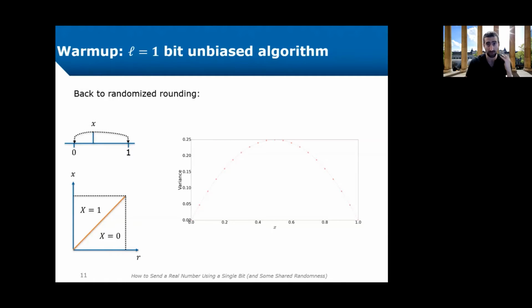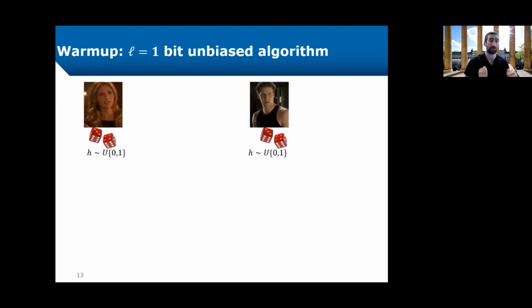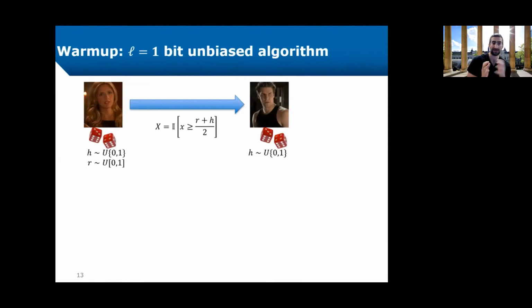Now, what you can do when you do have this one bit of shared randomness: H is now going to be either 0 or 1. Buffy will still use private randomness, and it will send 1 if X is larger than the average of R and H. Angel will estimate X as the message capital X plus H minus its expectation, over 2.